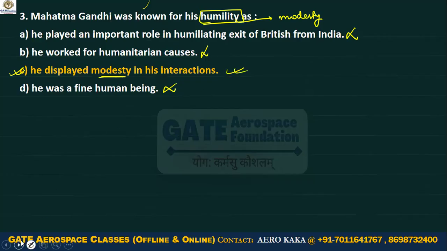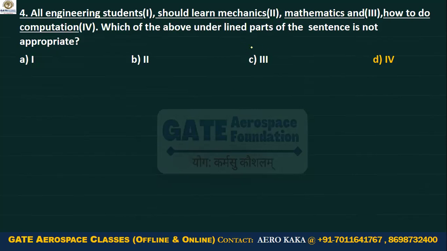Let's see the next question. These questions were easier because they are of 1 mark each. So let's see. This is, which of the above underlined parts of the sentence is not appropriate. The sentence is: all engineering students should learn mechanics, mathematics, and how to do computation. If you notice this sentence, all engineering students should learn mechanics, mathematics, and how to do. Since this phrase is coming over here, how to do, the incorrect part would be the fourth.